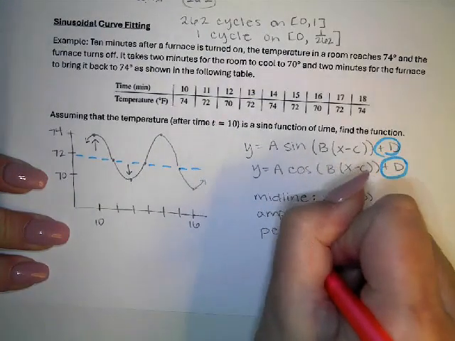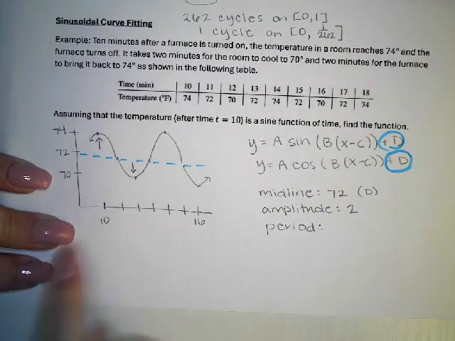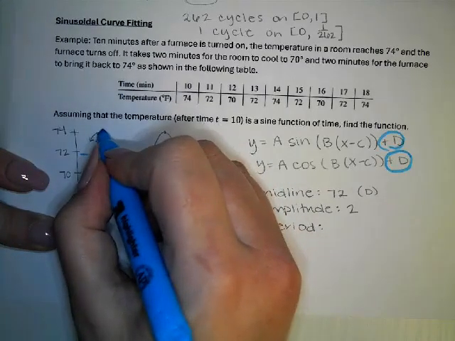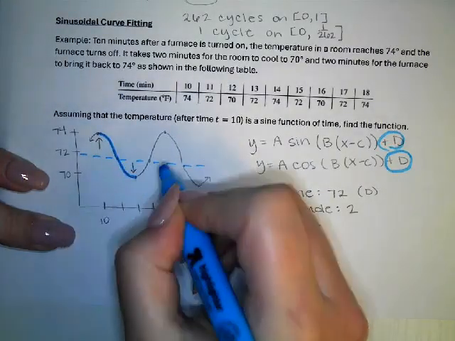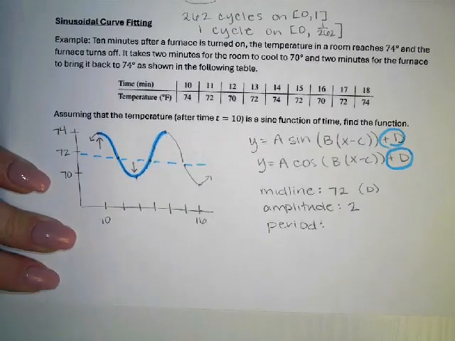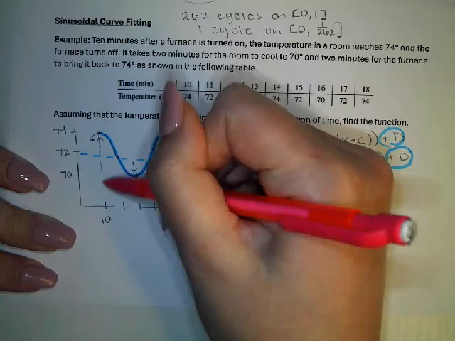So from here to here is one cycle of the graph, and so we want to see how much time that is. So that's from 10 seconds, 10, 11, 12, 13, 14 seconds. So the period of the graph is 4 seconds.